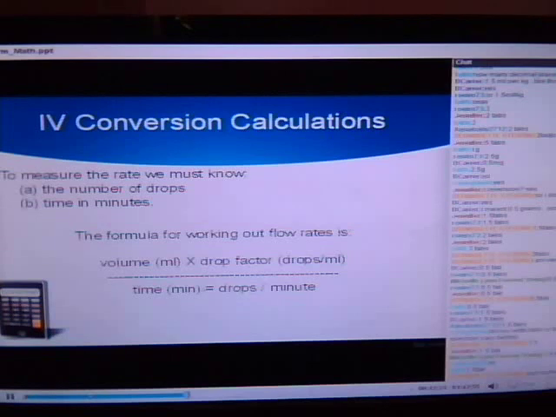All right, so here you go, gang. This is what I want you to write down for IV conversion calculations. To measure the rate, you have to know the number of drops and the time in minutes. So the formula works out like this: the milliliters, or the volume, times the drop factor, divided by the time, always in minutes, guys.